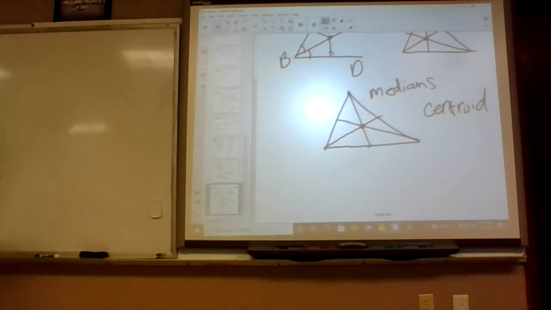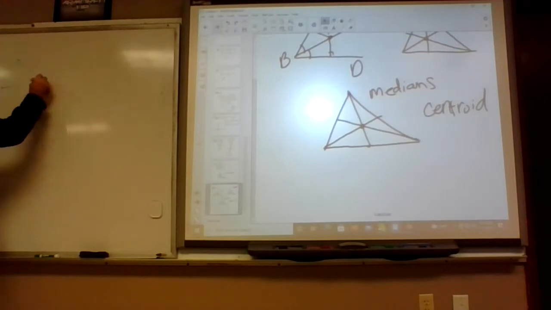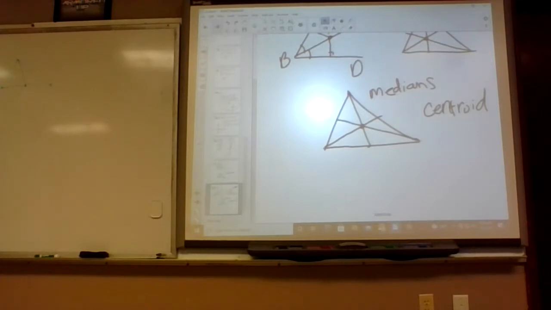So let's see what we got here. I'm going to draw the four things, and we'll see if we can label them correctly. I don't know if I'll draw all of them. I guess I will.